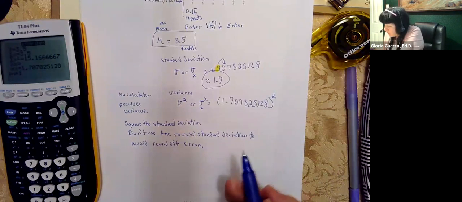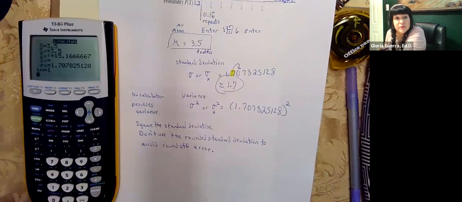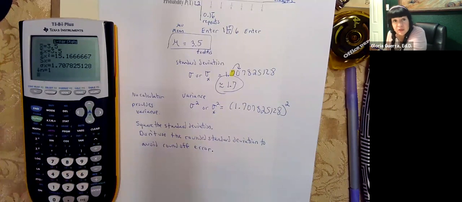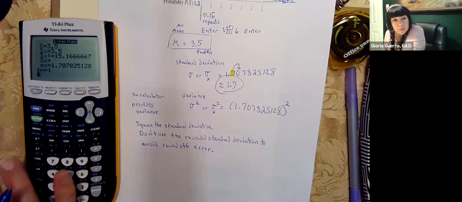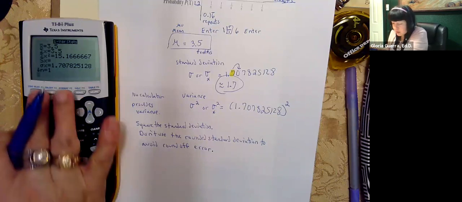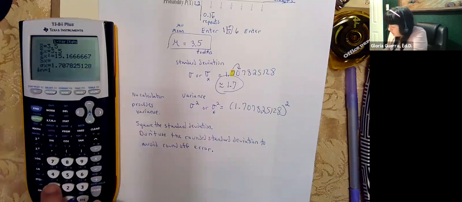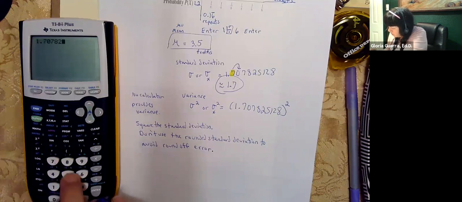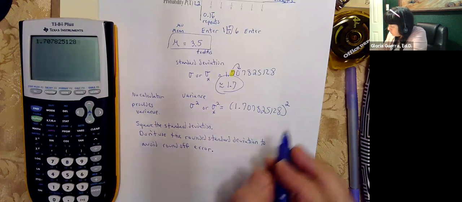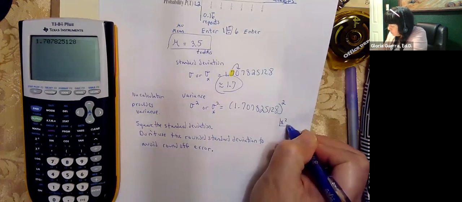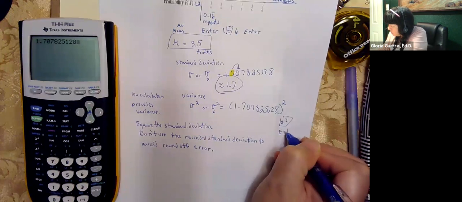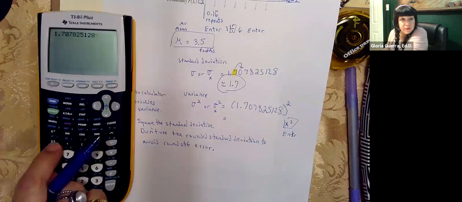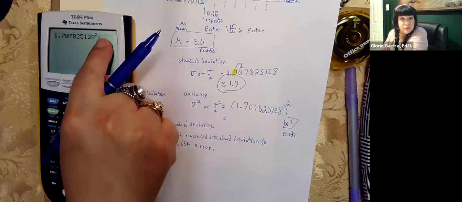Okay. And so when I type this in, I can type it in here. If you do a second quit, it takes you to a clean window also, and I usually do that if I have a table. But here I can actually just type 1, and then this will clear this. 1.707825128. And then to square it, you hit this X squared key, see right here. It squares it. And then hit enter.